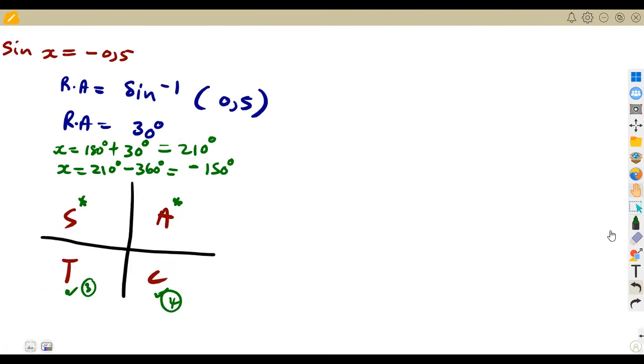In the fourth quadrant, we are going to obtain our x the same way. Remember, we said our reference angle is 30, but sine is negative in the third and in the fourth. So in the fourth quadrant, our angle is going to be 360 minus the reference angle. So our x is going to be 360 degrees minus the reference angle, which is 30 degrees.